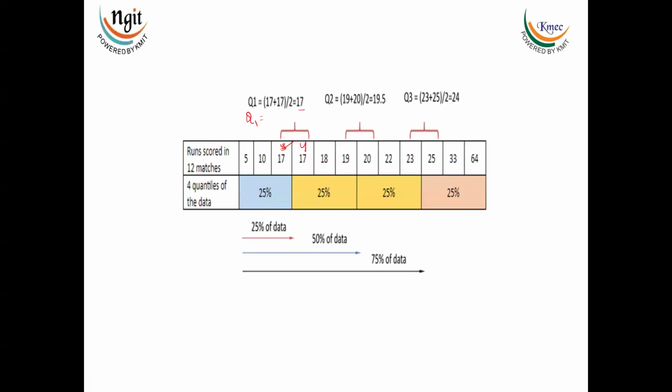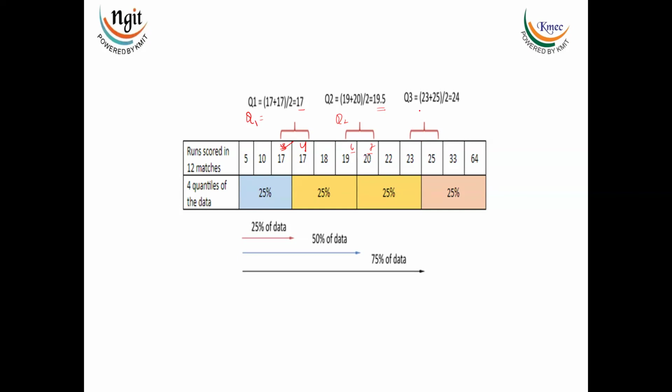Then, next 50%. We calculated earlier that we got a decimal number. So we are going to take the positions of the 6th and 7th, that is Q2. So 19 plus 20 divided by 2, that is 19.5. That represents the 50% of the data. Below this is called the 50% of the data.